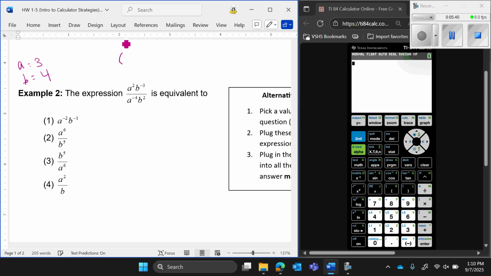So I have 3 squared, that's A. B is going to be 4 to the negative cubed. A is 3 to the negative 4. B is 4 squared. And what we're going to do is put this in the calculator.